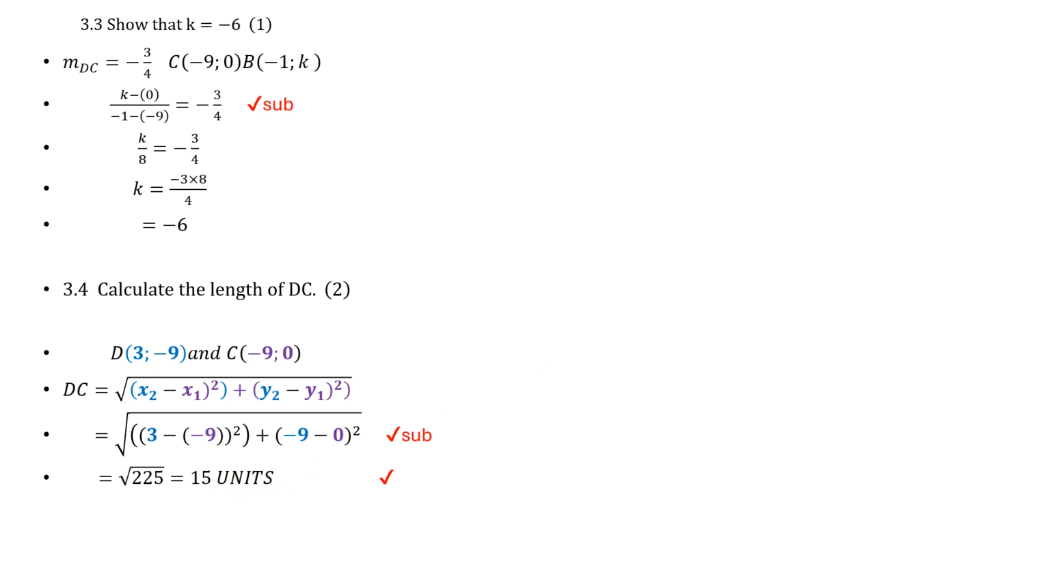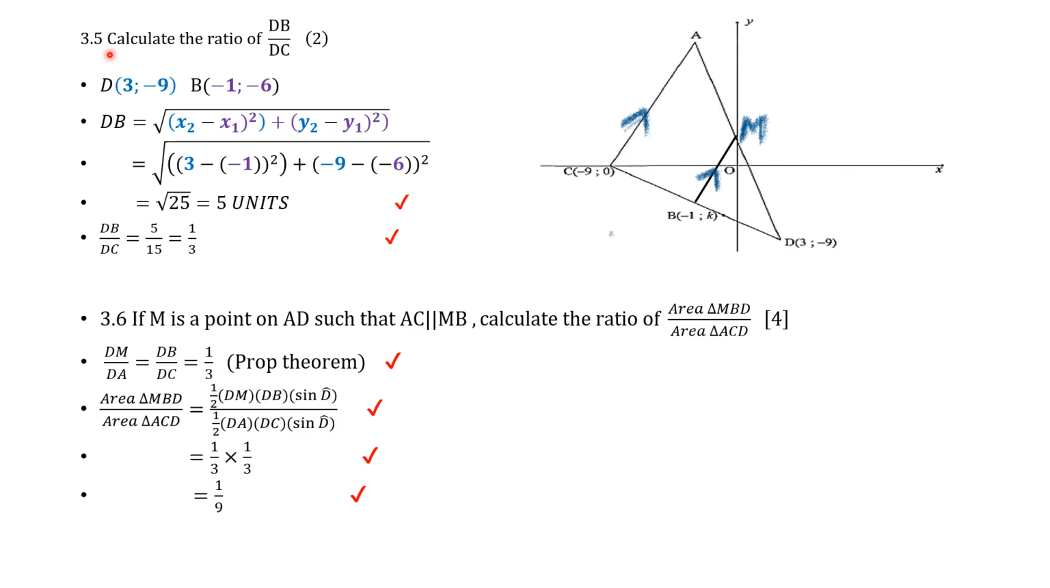Right, let's go to the next slide. Right, 3.5, they say calculate the ratio of TB over TC. Remember, we already got TC in the previous problem as 15 units. Now we just need the length of TB. So T is (3, -9), and P, which we solved, is (-1, -6) now. If we substitute in, 3 minus -1, and -9 minus -6. So 3 plus 1 gives me 4 squared, which is 16. Minus 9 plus 6 gives me minus 3. Minus 3 squared gives me 9. 9 plus 16 is 25, and the square root of 25 equals 5 units.